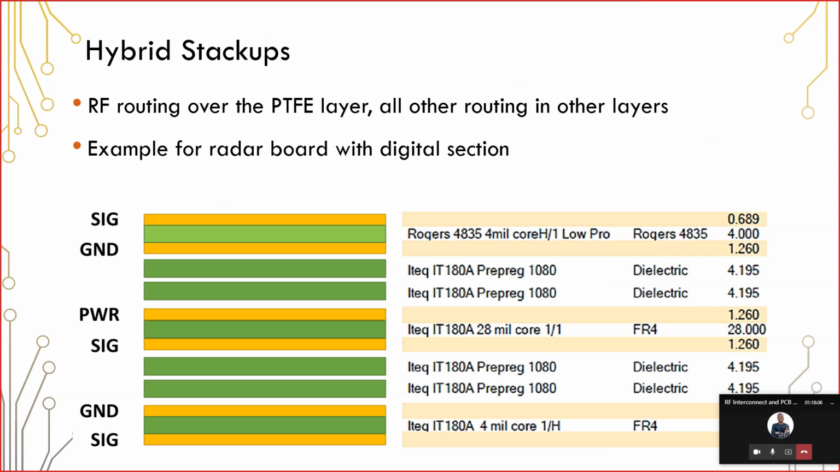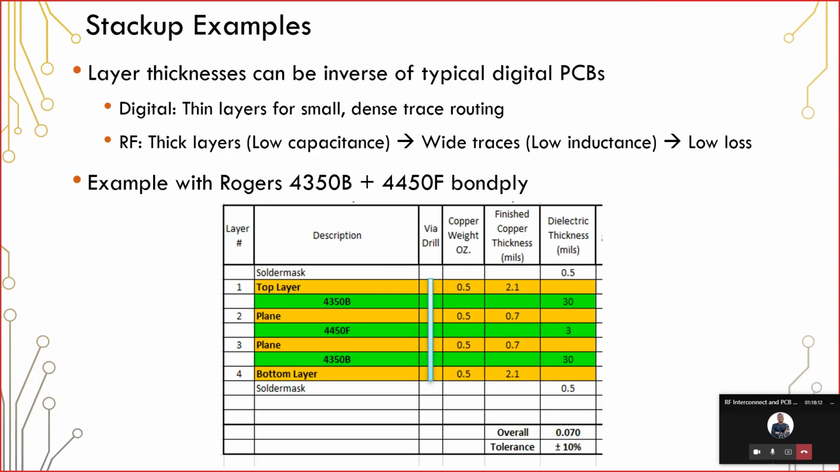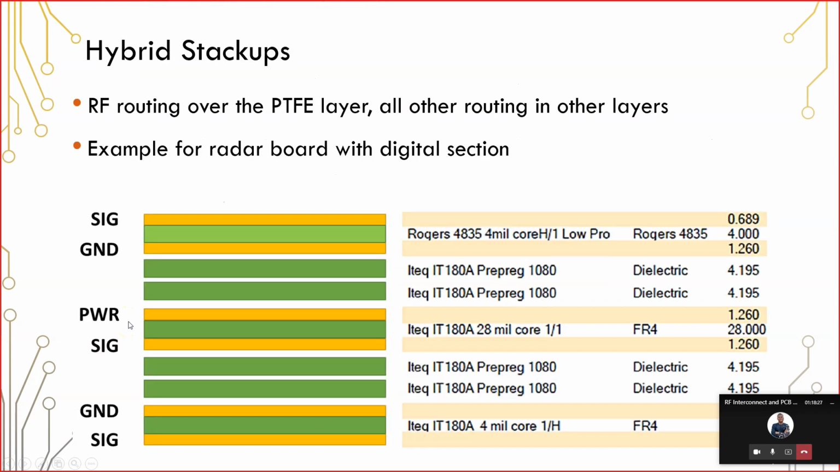So next, hybrid stack-ups. This is one way to build an RF PCB, but you'll notice here, all of these materials are 4350B or 4450F. So these are Rogers designated materials, and if you're familiar with Rogers, you'll know that they exclusively work with RF grade materials. Now, this type of stack-up only uses 1 layer of Rogers.